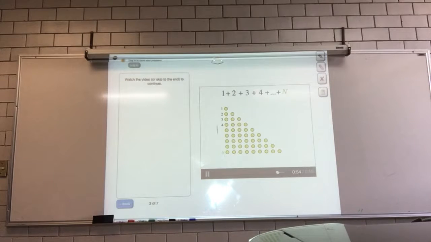Next question. How many rows are there in this picture? This is not a trick question.